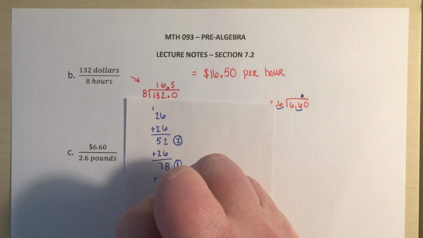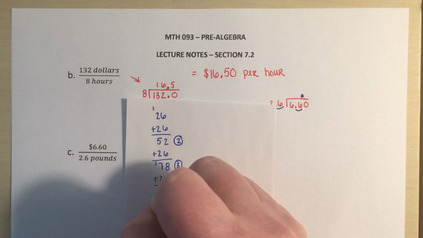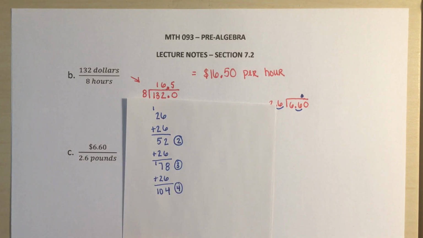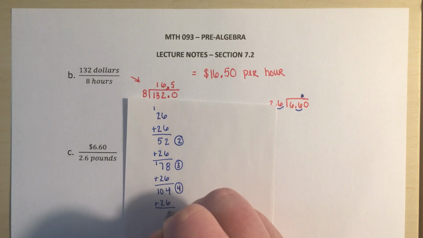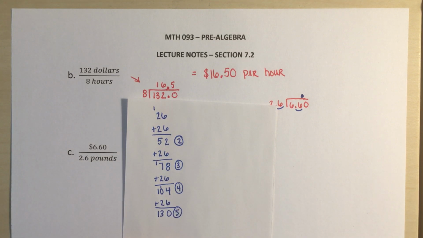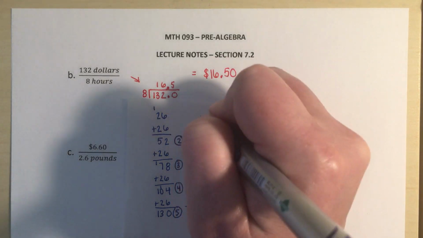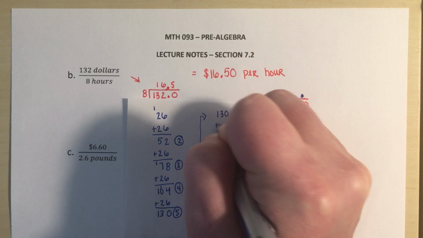Add 26 again. 14, carry the 1. 104. That's 26 times 4. Go again. 4 plus 6 is 10. Carry the 1. 130. That's 26 times 5. Now I'm going to carry this just up to the top, since my sheet of scratch paper is a little on the small side.